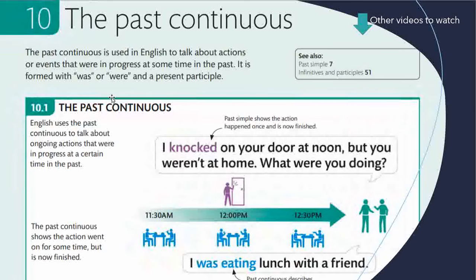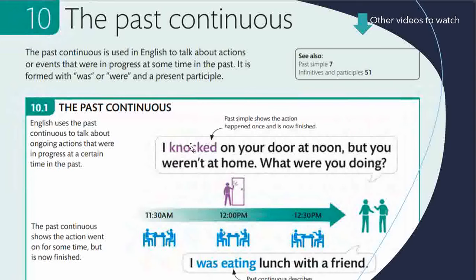Now let us look at the first pointer for the past continuous tense. English uses the past continuous to talk about an ongoing action that was in progress at a certain time in the past. This we have understood, that in the past, at a certain time, the action continued for a certain duration. Simple past shows an action that happened once and is now finished. I knocked on your door at noon, but you weren't at home. What were you doing? Now, were you doing is actually continuous tense.